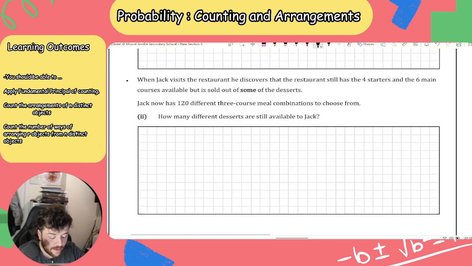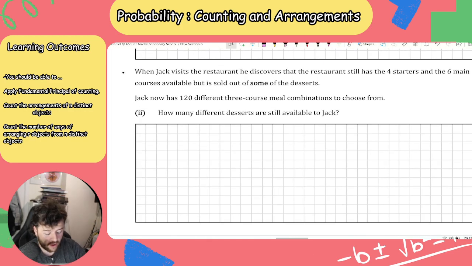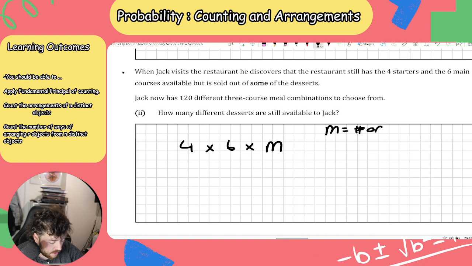So we don't know how many desserts he's sold out of, but we know he still has 4 options for starters. He still has 6 options for mains. We don't know how many options he has for desserts, so I'm going to call that M. M for dessert. So M is equal to the number of desserts. That is going to equal 120.